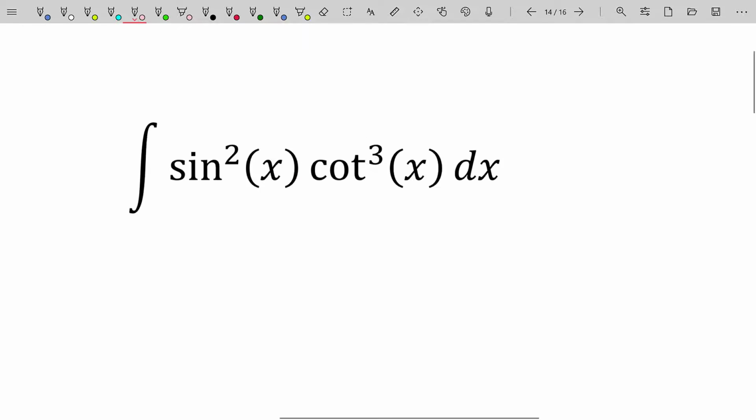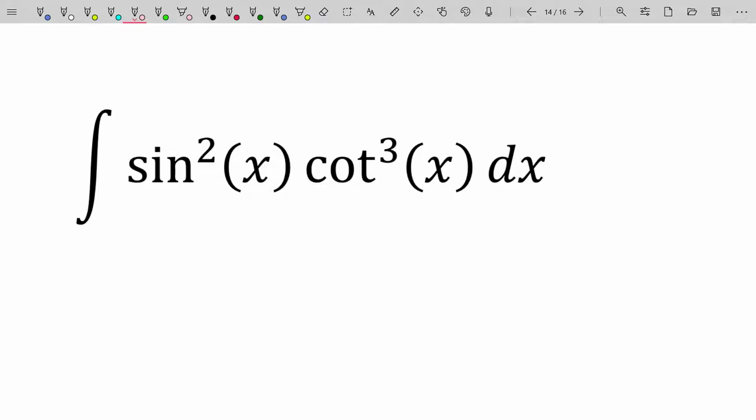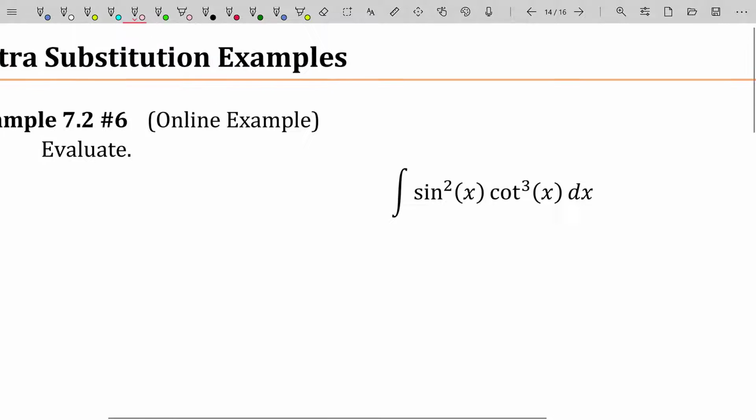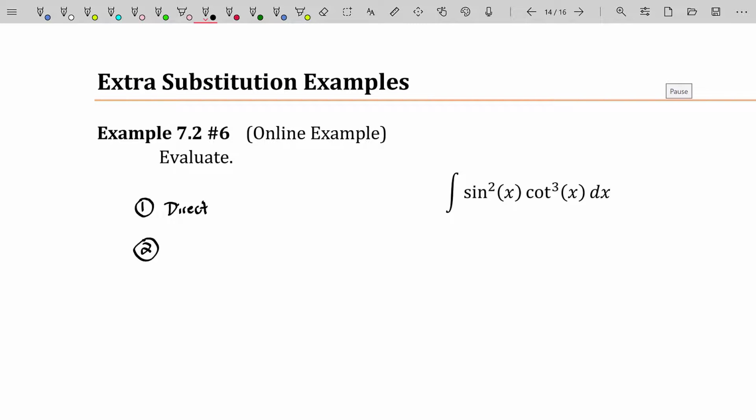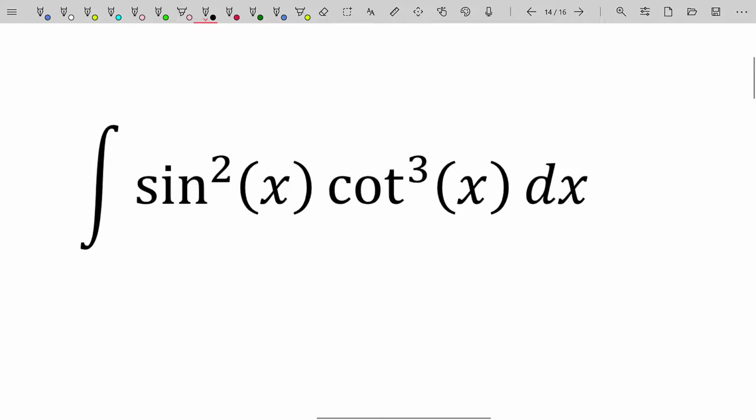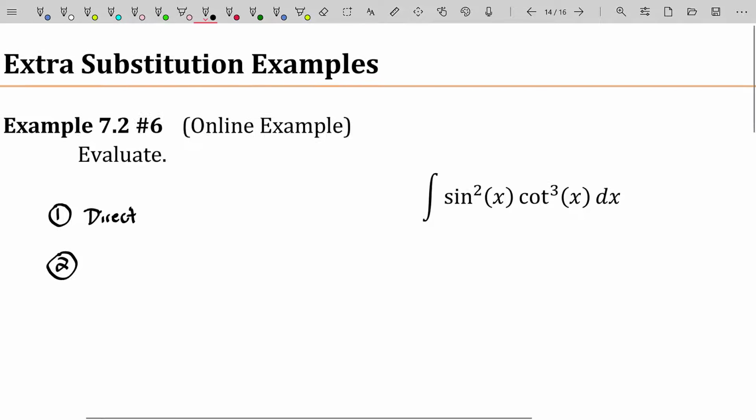If you take a look at what we have here, it's the integral of sine squared times the cotangent cubed of x dx. Now, thinking about our previous methods, we have direct integration. Well, you know that you'd be able to use direct integration if this was the integral of just the sine or just the cosine or something like that. However, it's not. You don't know the antiderivative of this just by looking at it. So we move to a different technique.